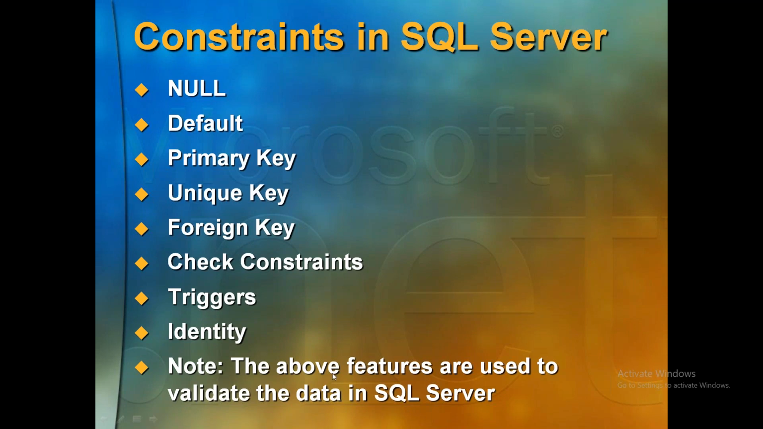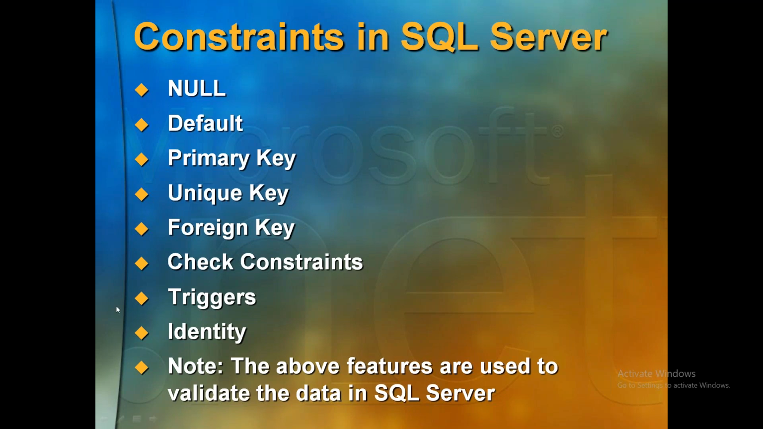We'll see them later. The above features are used to validate the data in SQL Server, but identity is a human understandable number. It is a unique number, but I can say the starting number is this, the ending number is this. In a GUID, you cannot give a starting number and ending number, and GUIDs are not human readable. Nobody can understand the number because it is in hexadecimal format and very, very big, but they are unique and automatically created. But you cannot say I would like to start from this, end from this.